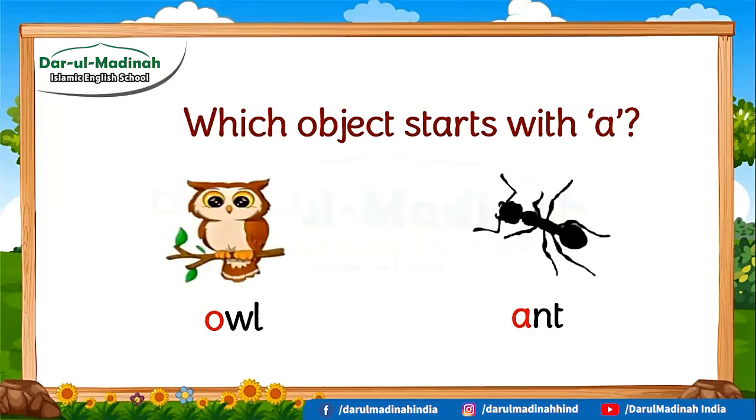Now, dear students, can you tell me which object, which picture, which word starts with the sound A here? Point your finger. Yes, here we have ant. A ant. This word starts with the sound A. A ant.